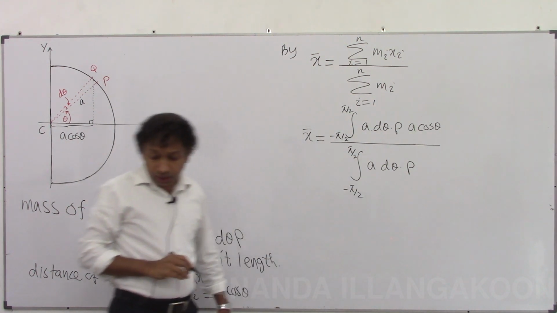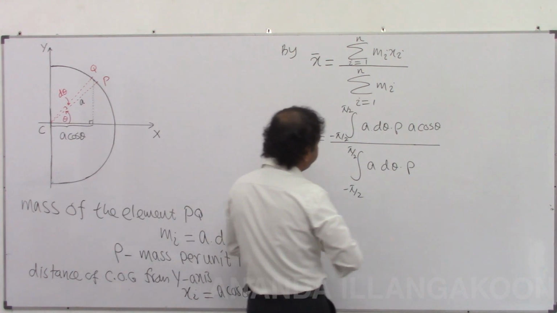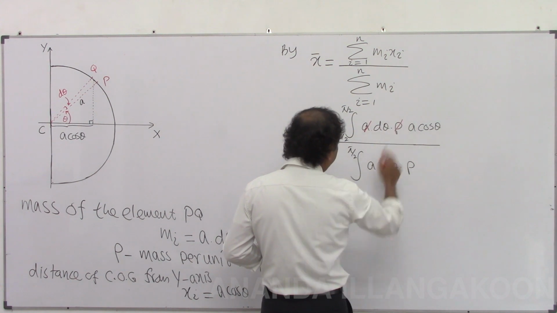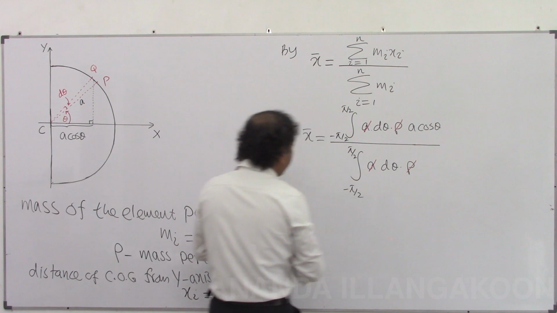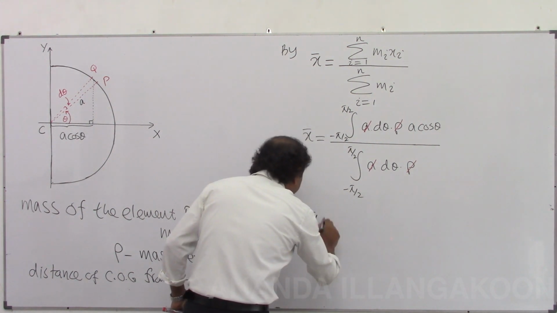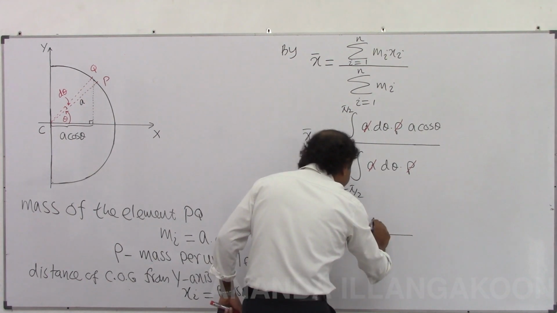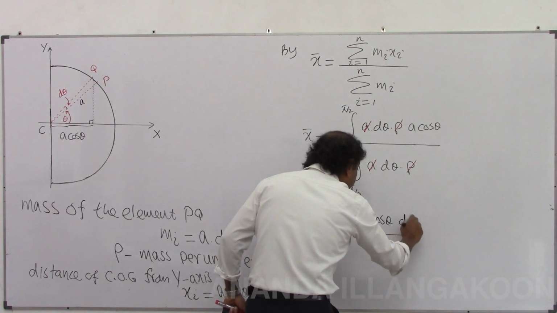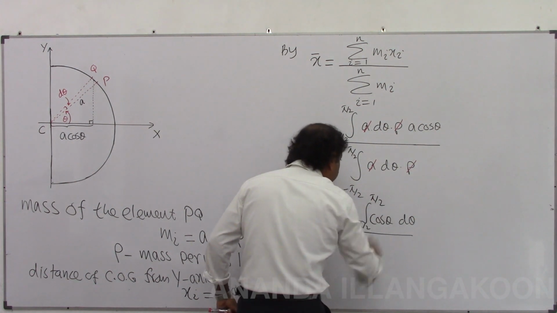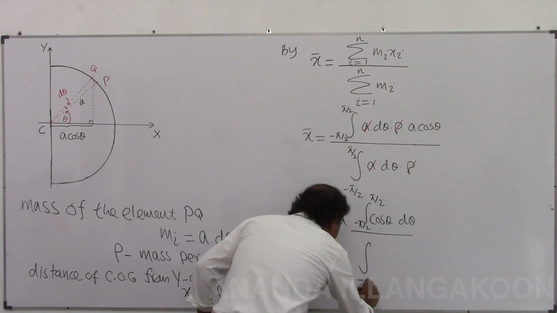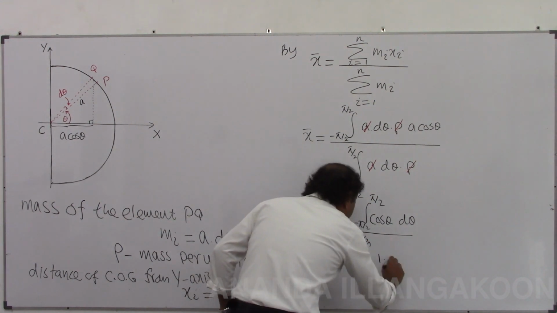Right. Now we can cancel down the constants. This a and rho, you can cancel down. This a you can take out. Right? Once you take that a out, there we have the integral of cos theta d theta from minus pi by 2 to plus pi by 2, divided by the integral from minus pi by 2 to plus pi by 2 of 1 times d theta.